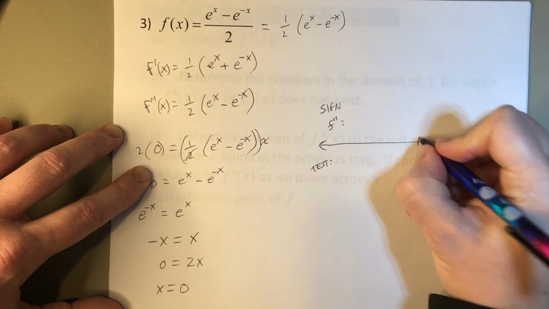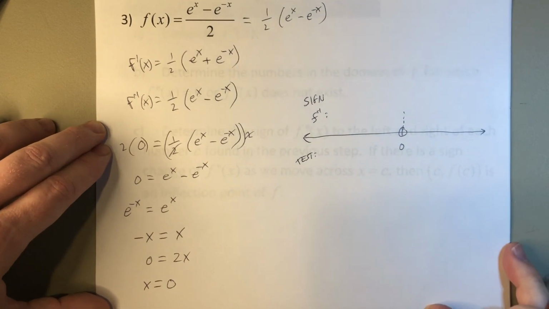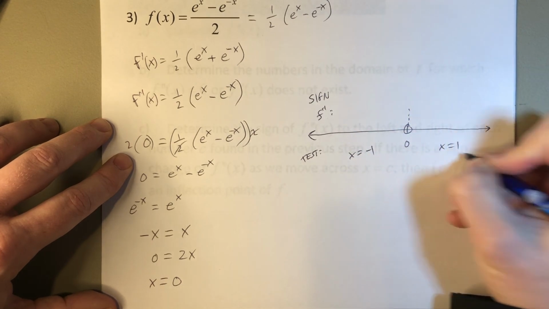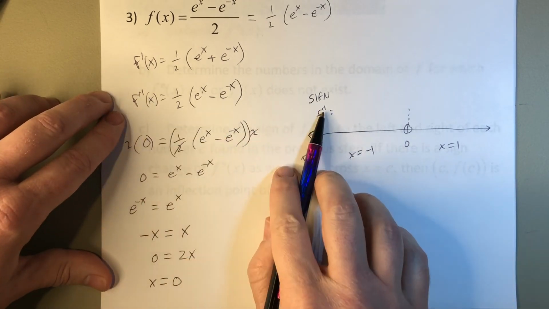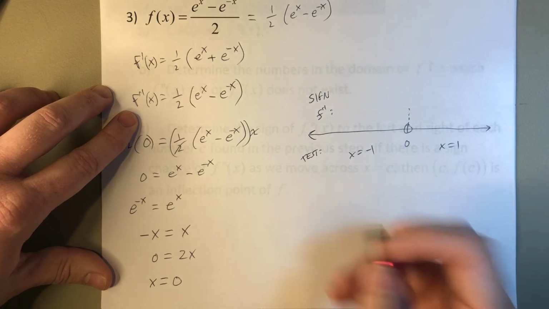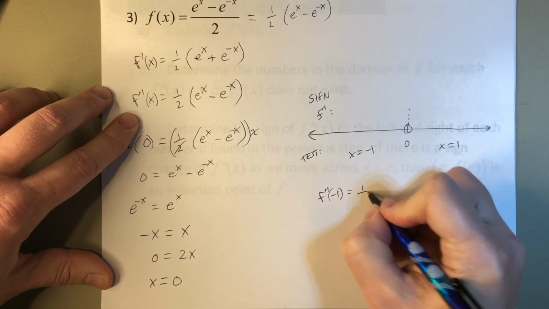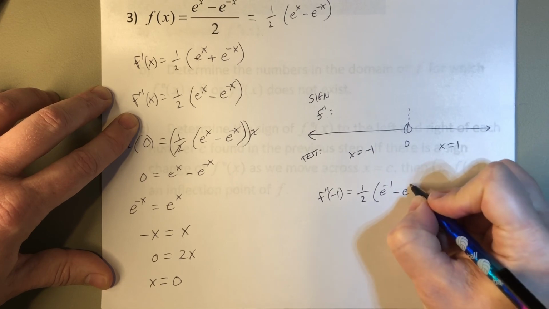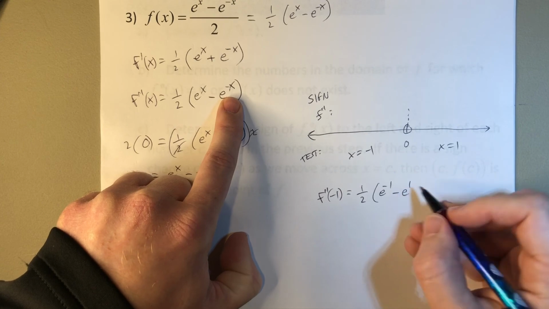We've got to come up with test values in order to come up with that sign. So put your x value on your number line. Let's come up with test values, maybe -1 and maybe +1. All right, so we plug these into our second derivative. We're looking for the sign of f double prime, the second derivative. So f double prime of -1 is going to be 1/2 times e to the -1 minus e to the +1, if I replace the x's with the -1 in the second derivative.